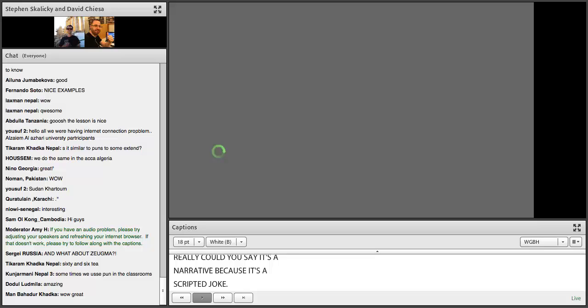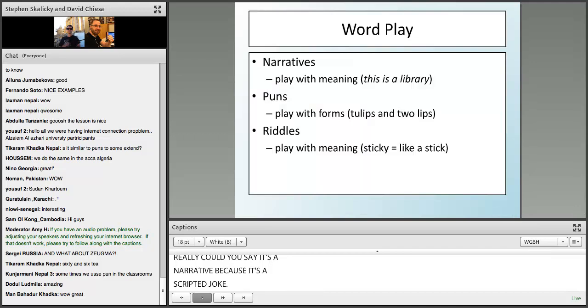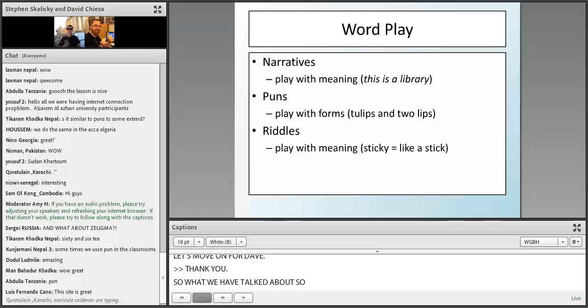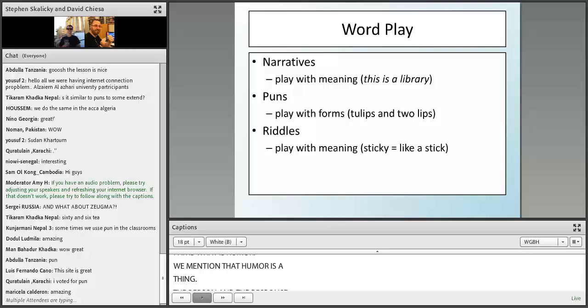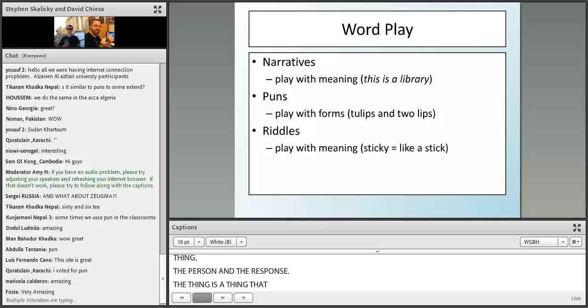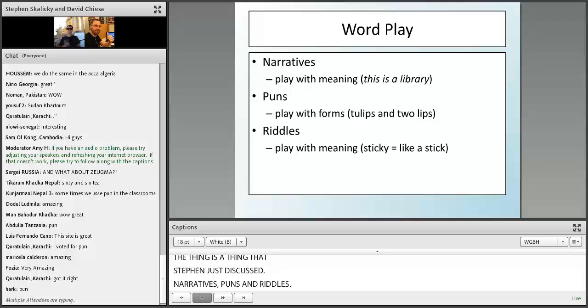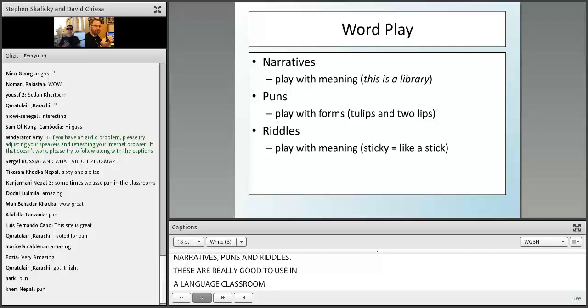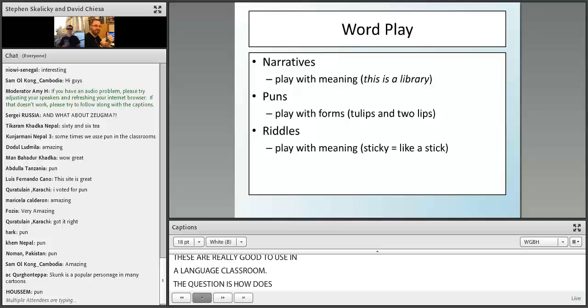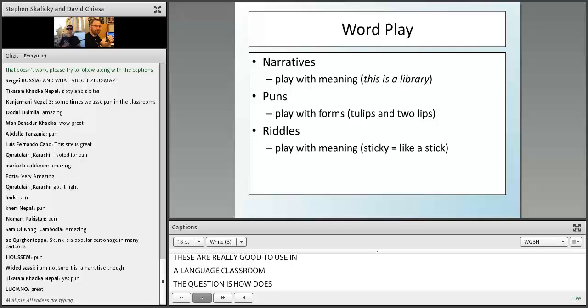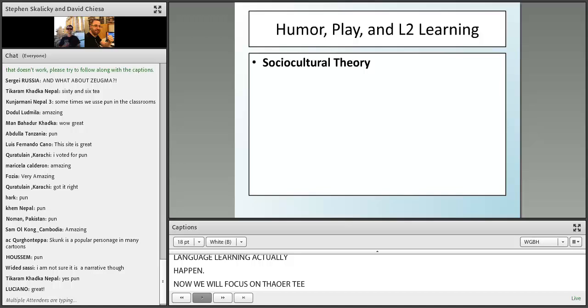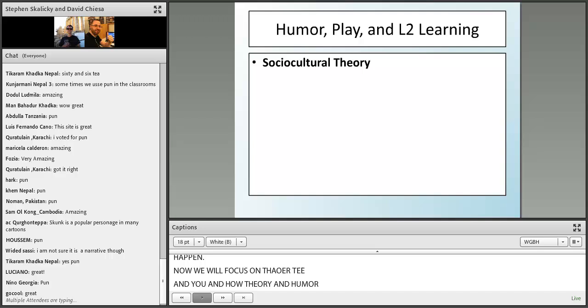Great, thank you. So what we've talked about so far is, what is humor? And we mentioned that humor is a thing, the person, and the response. And the thing is what Stephen just discussed: narratives, puns, and riddles. These are really good to use in the language classroom. The question is, how does language learning actually happen? Now we're going to focus more on theory and how theory and humor relate. Socio-cultural theory. That's where we're going to begin, and then we'll talk about negotiation for meaning.